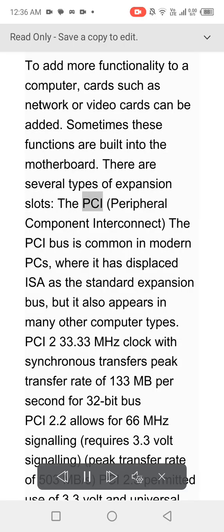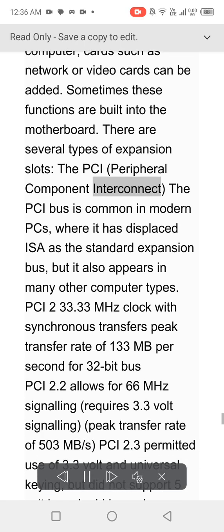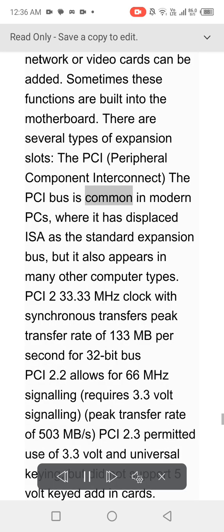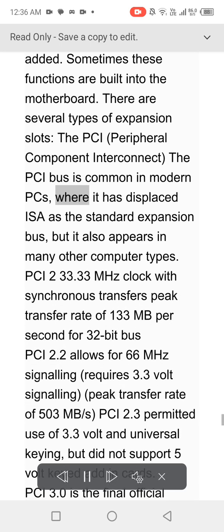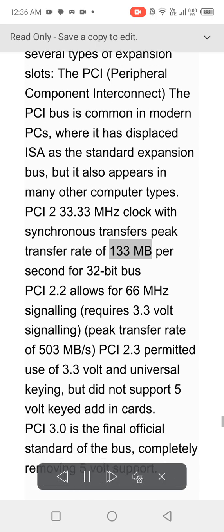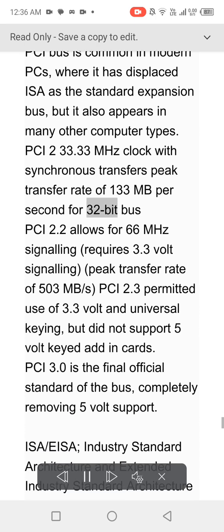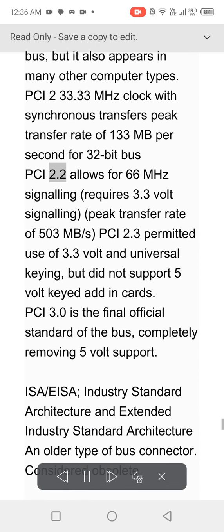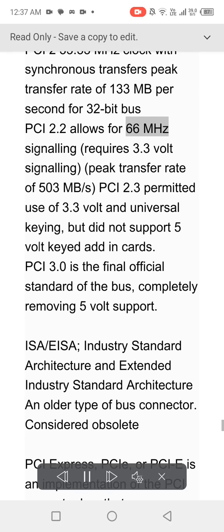The PCI, Peripheral Component Interconnect. The PCI bus is common in modern PCs, where it has displaced ISA as the standard expansion bus, but it also appears in many other computer types. PCI 2 runs at a 33.33 MHz clock with synchronous transfers, with a peak transfer rate of 133 megabytes per second for a 32-bit bus. PCI 2.2 allows for 66 MHz signaling.